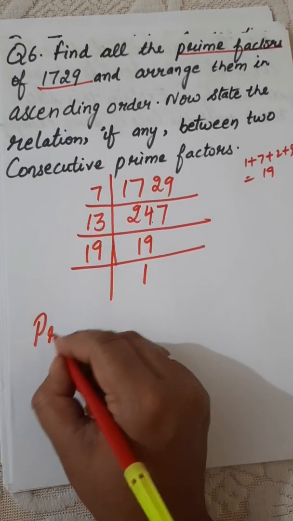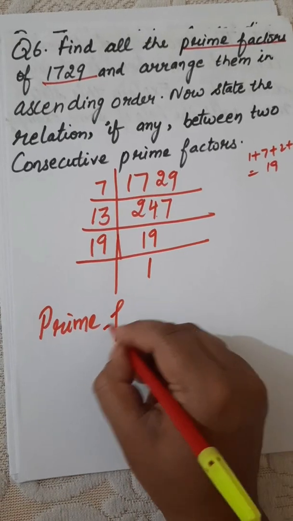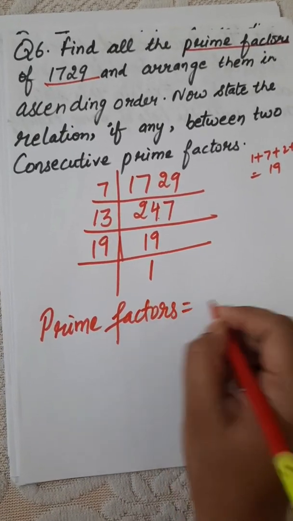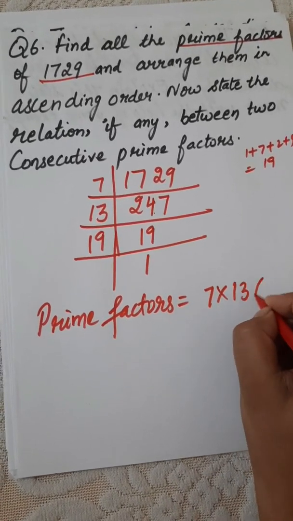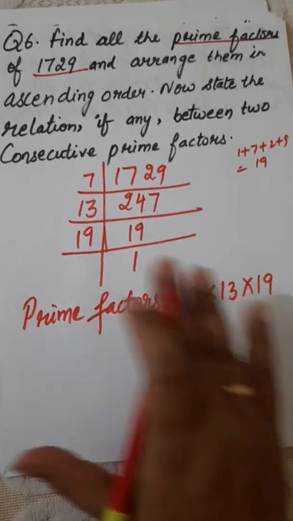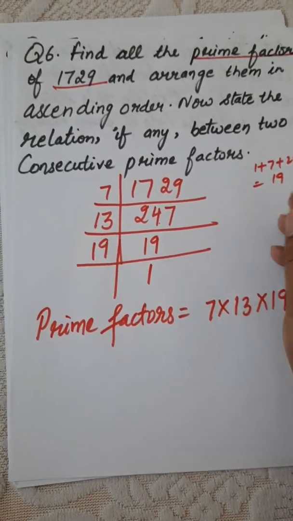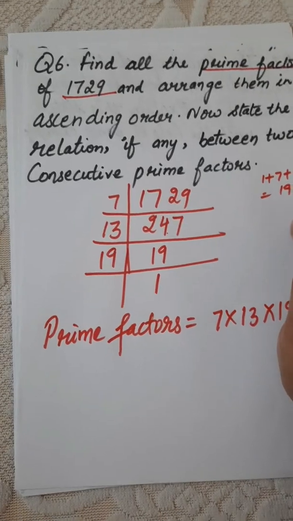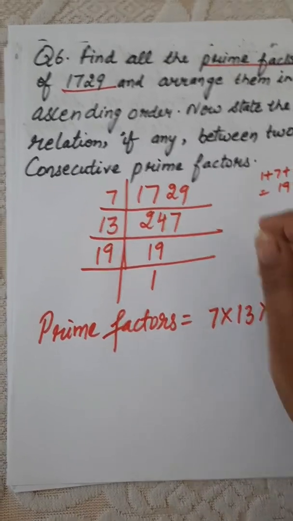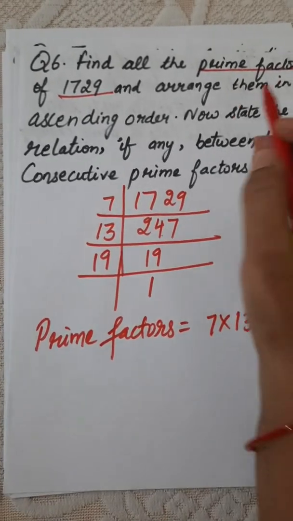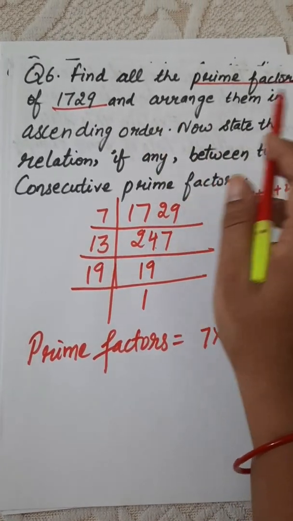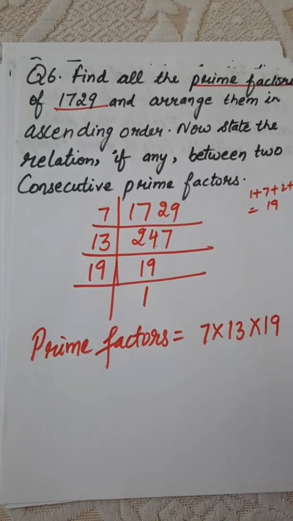So here the prime factors are 7 into 13 into 19. You can also divide the given number on the right side for your convenience. Then after this, these are the prime factors. Now the question is, arrange them in ascending order. So this is in ascending order.